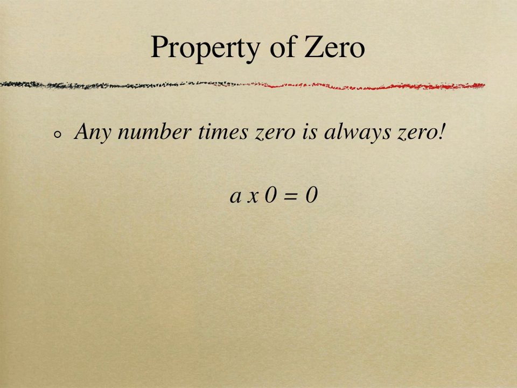The next is the property of 0. This simply says any number times 0 is always 0. A times 0 is 0, no matter what A is. 3 times 0, 0. Pi times 0, 0. 8.61438 times 0, 0. No matter what number we multiply by 0, whether it's positive, negative, rational, irrational, the answer we get is always 0. This is going to become important when you're doing algebra and you're factoring polynomial expressions.